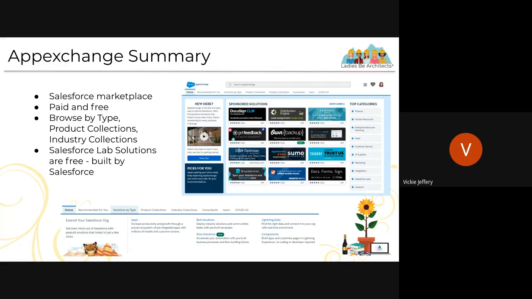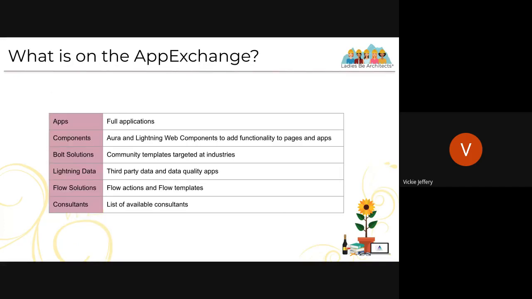Okay, next slide. What is on AppExchange? So we've got apps, full applications. These can either be absolutely full applications that you can install in your system and not have to worry about doing any further development, depending on your requirement, or they might be partial. And I'll have some examples soon of those. Then components, so Aura and Lightning Web components that people have built and put on the AppExchange for you to add functionality to your own pages and apps.